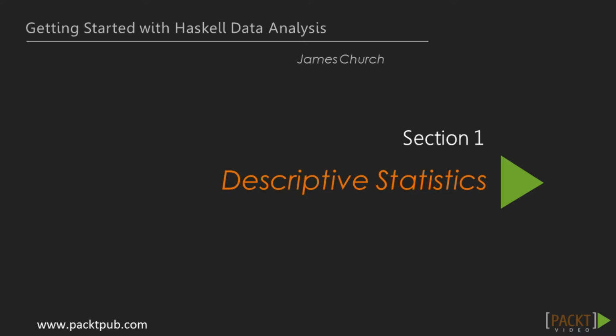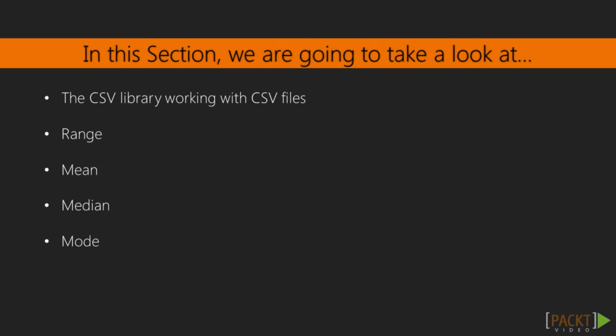Welcome to Descriptive Statistics. Descriptive statistics are used to summarize a collection of values into 1 or 2 values. We begin with learning about the Haskell text.csv library. In future videos, we will cover, in increasing difficulty, the range, mean, median, and the mode. And you've probably heard of some of these descriptive statistics before. They're quite common.